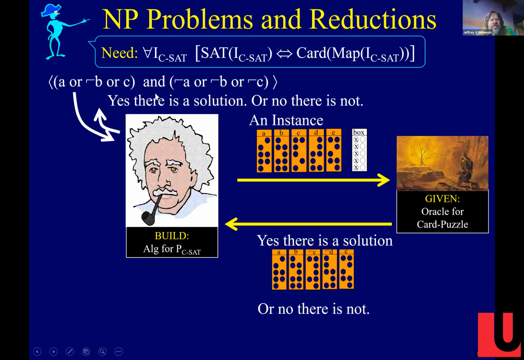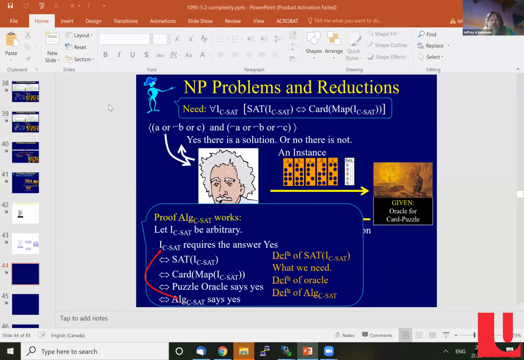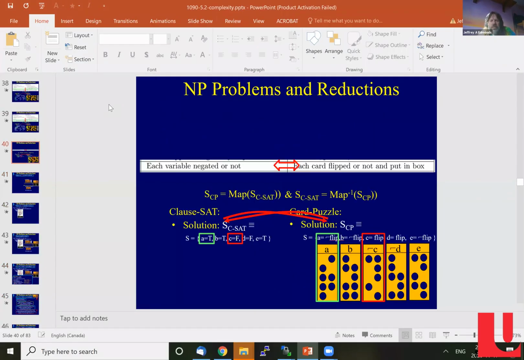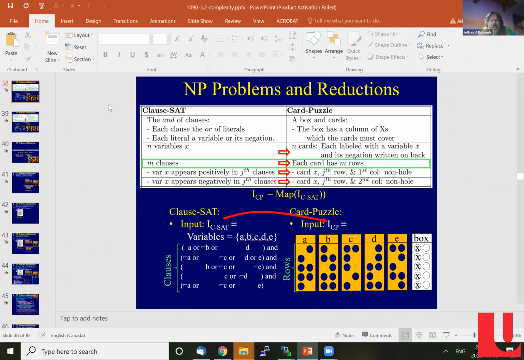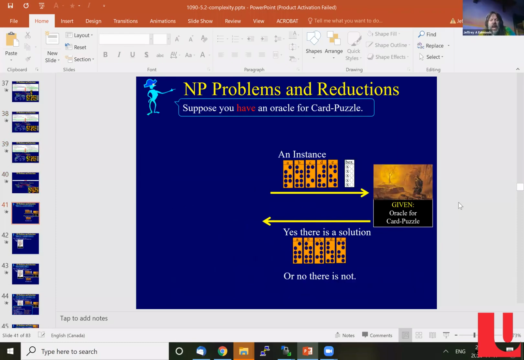This was our example. That's where the cards came from. Here, A is non-hole. B is flipped, so non-hole in B. D is not flipped, so non-hole in D. Once we got to here, I wasn't expecting people to read the holes.